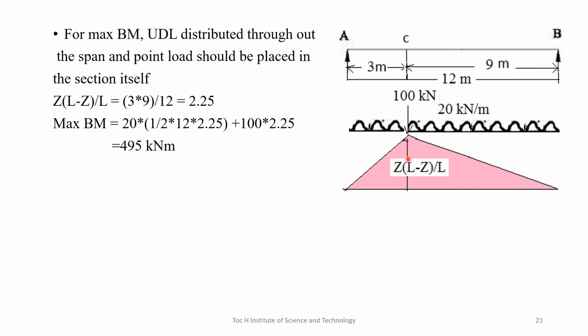Okay, so the maximum ordinate in the bending moment influence line is Z into (L minus Z) by L. So we got the value as 2.25. So the maximum bending moment is nothing but 100 into 2.25 plus intensity of load into area of shaded region. So here also you can see a triangle, that is half into B into H will be the area of this triangle, that into 20 plus 100 into 2.25 will be the answer for maximum bending moment, and that's equal to 495 kilonewton meters.